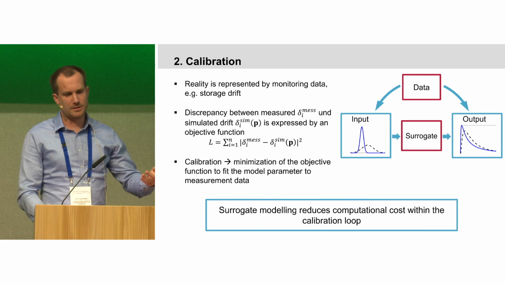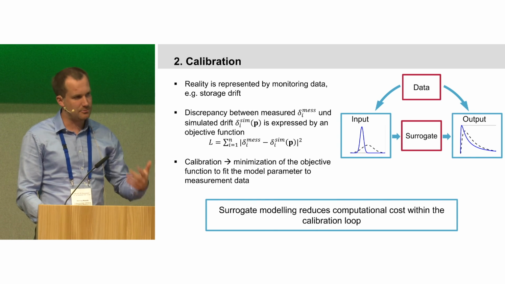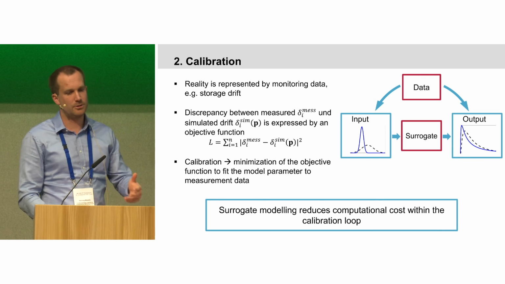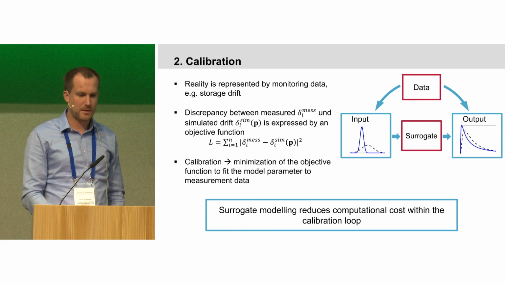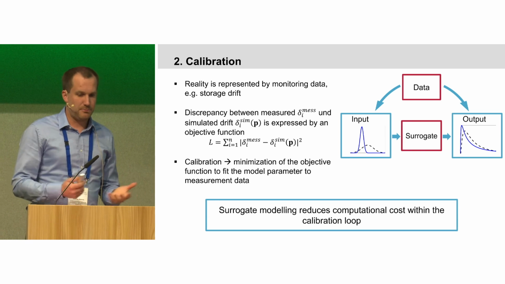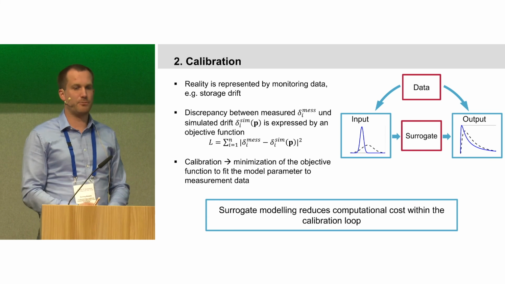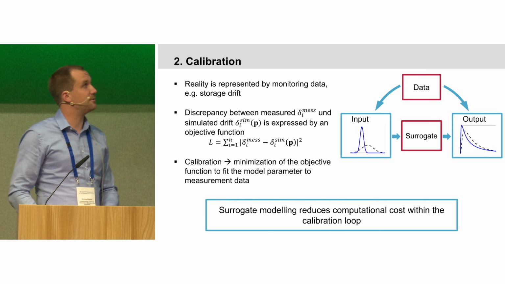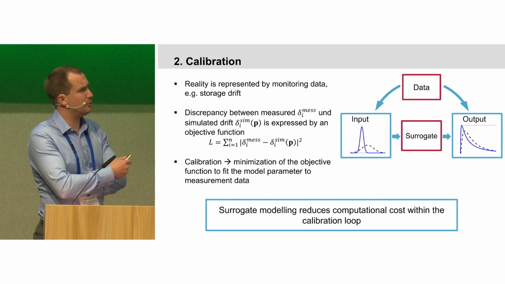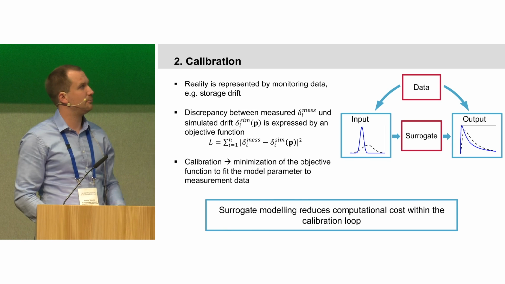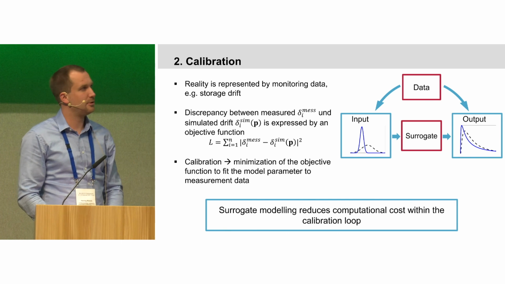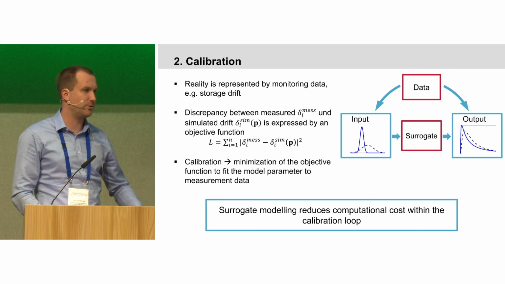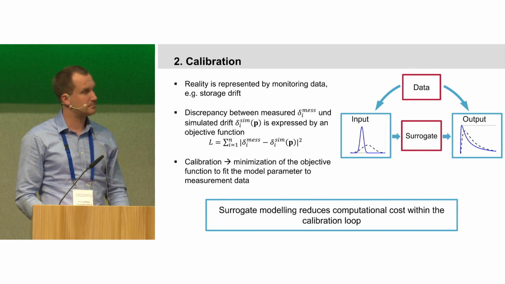Then we formulate an objective function, and the parameters are iteratively optimized in order to minimize that objective function. So calibration means that we minimize our objective function to fit the model parameters to the measurement data. And since we need to evaluate the numerical model frequently for that, we can replace it by the surrogate model in order to reduce the computational cost within the calibration loop. And the same is true also for the optimization loop.